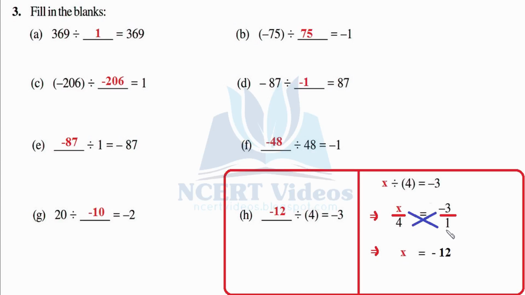Now you have to do cross multiplication. This is called cross multiplication. That is, this numerator is multiplied with the other side denominator, and this numerator is multiplied with the other side denominator. So x into 1 is x, equal to 4 into 3 is 12, and minus sign is also there, therefore minus. So the answer came out to be minus 12. So your answer here is minus 12. So this is how you do question number 3.